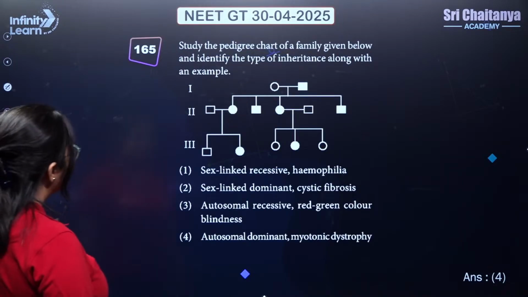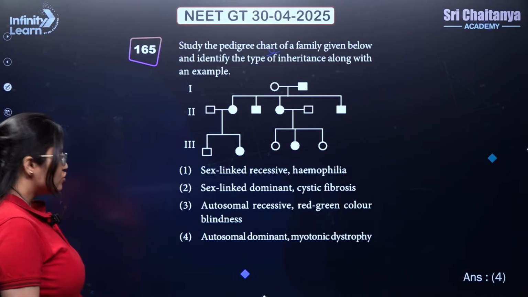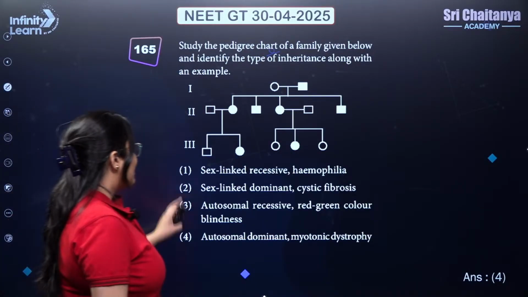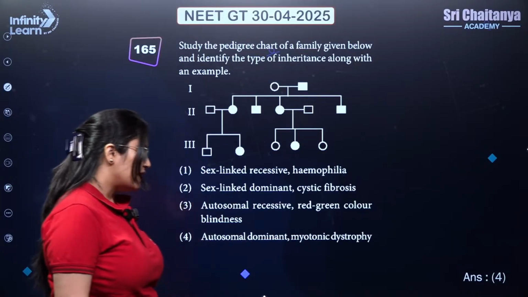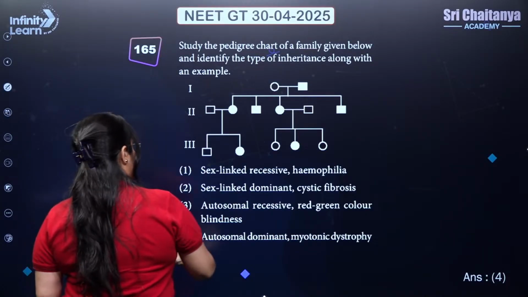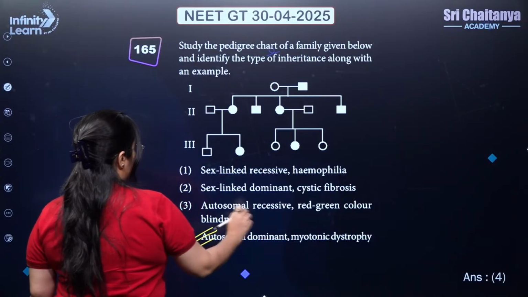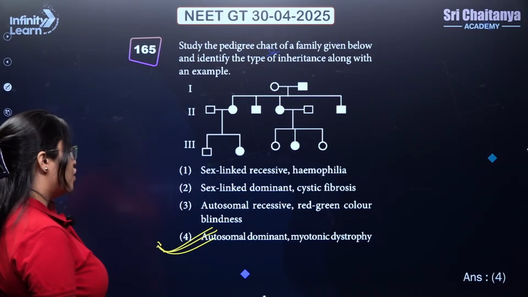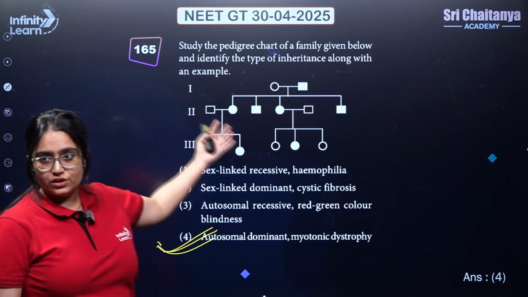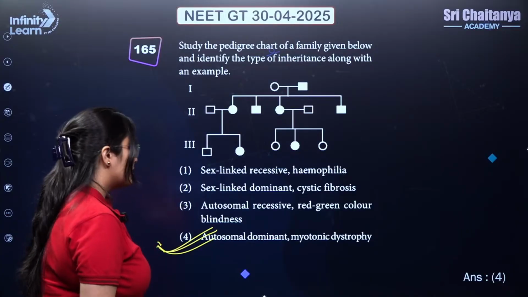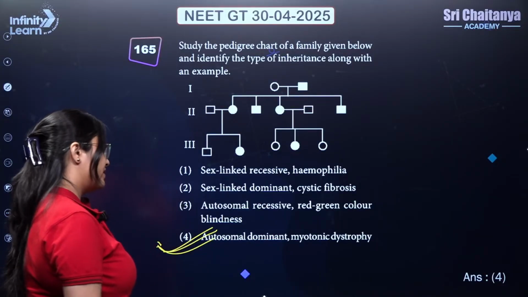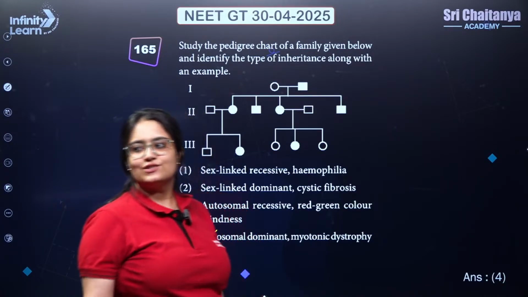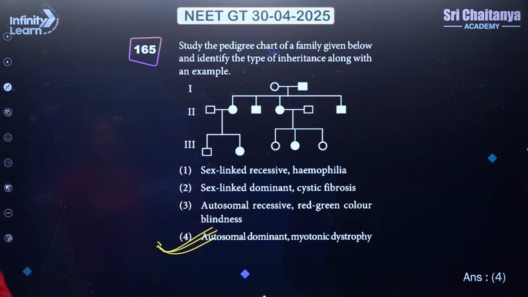Very simple. Pedigree. If you check, my dear students, you will see this pedigree belongs to an autosomal dominant trait. Example, myotonic dystrophy. This is one of the very simple pedigrees. So your correct answer is 4. Autosomal dominant is the trait being shown over here, and the example of an autosomal dominant trait is myotonic dystrophy. Yes, very good.